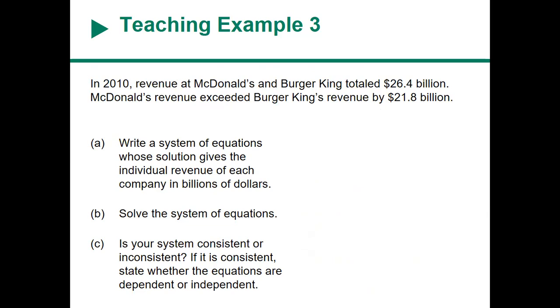So if I was to write a system here, remember your revenues are your profits minus your expenses, right? So your profit minus your cost is your revenue. So for McDonald's, they have their own P minus C, and their P minus C equals 26.4, right? Burger King has their own P minus C, and their P minus C has to equal 21.8 billion.